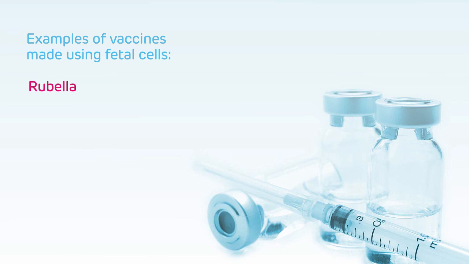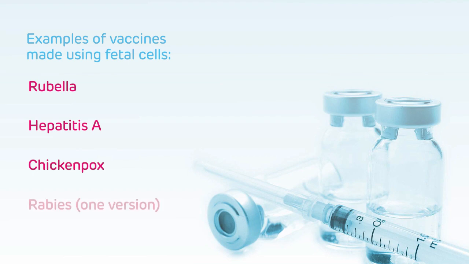So there are several vaccines that are made using those cells that were obtained from pregnancies that had been terminated. The rubella vaccine or German measles vaccine is one example. The hepatitis A vaccine is another example. The chickenpox vaccine, a third example, and then one of the rabies vaccines.